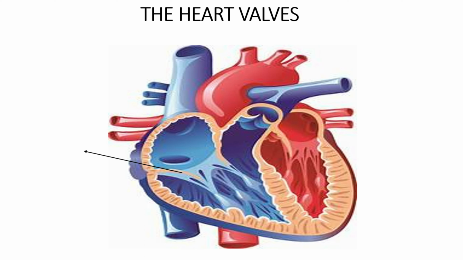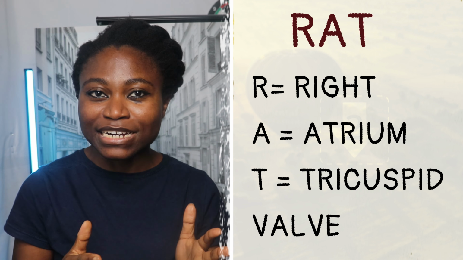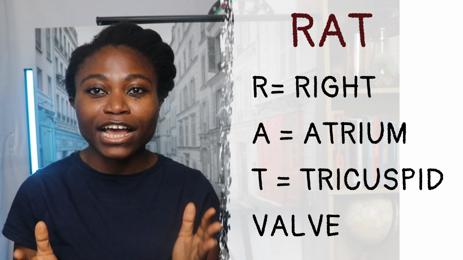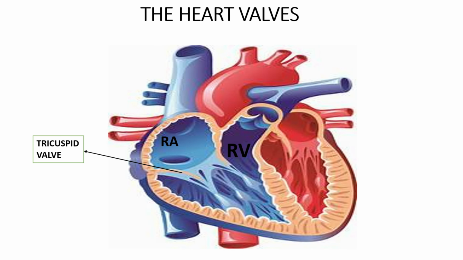The first valve is the tricuspid valve. The tricuspid valve separates the right atrium from the right ventricle. So to remember this, use the mnemonic RAT. So R is for right, A is for atrium, and T is for tricuspid valve. The tricuspid valve also has three cusps and leaflets, hence its name.